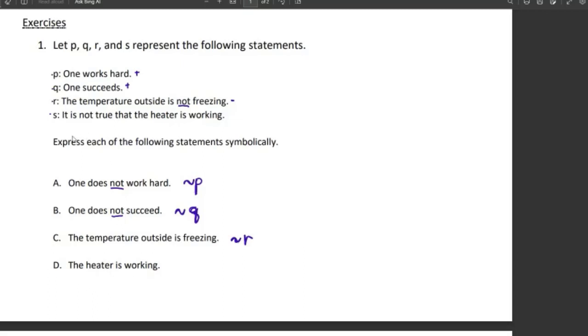The heater is working, and then that goes along with S. It is not true that the heater is working. So same thing, we have not. So we start out as a negative. This is positive, so we would have to negate that first statement.